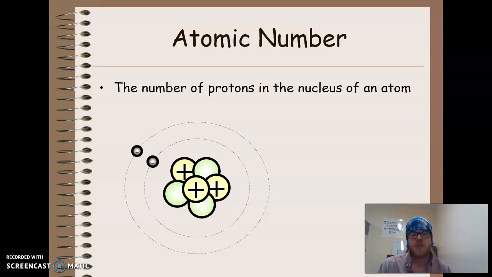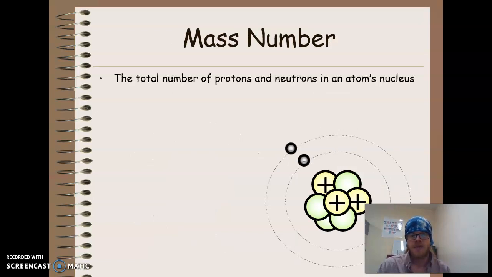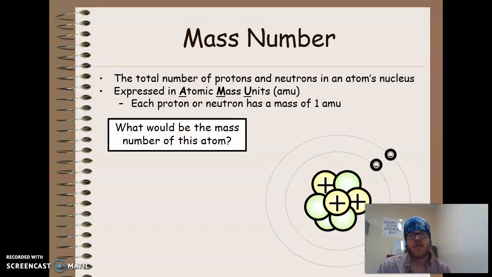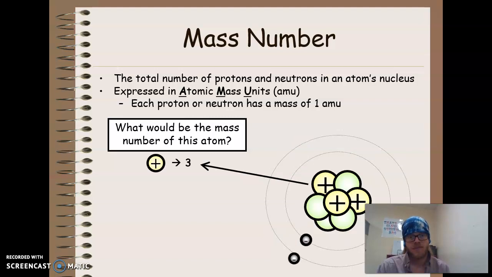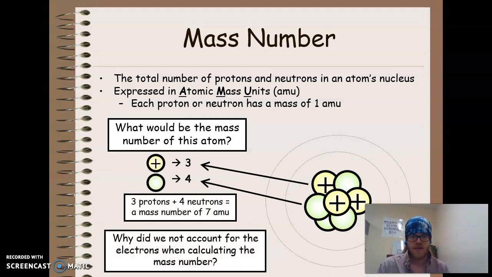Atomic number, number of protons, we already talked about that. The mass number, it's protons and neutrons. Atomic mass units, AMU. So looking at this, what would be the mass of this? Well, we count it. There's 3 protons, there's 4 neutrons. That would be an atomic mass of 7 AMUs. 3 plus 4 is 7. What did we not account for? Why did we not account for the electrons? Because they're tiny. There'd need to be what? Like close to 2,000 of them, and there's not.